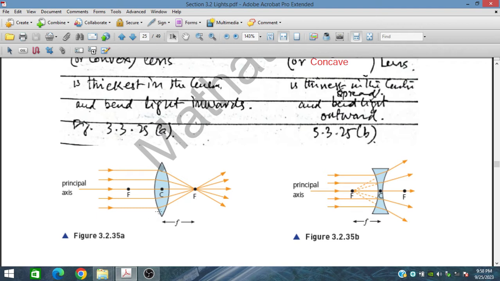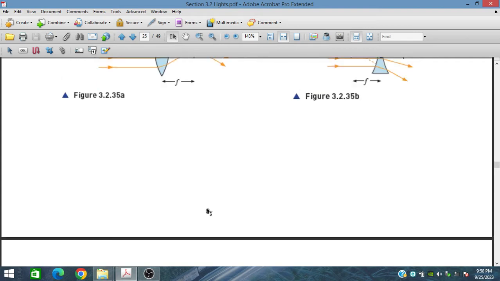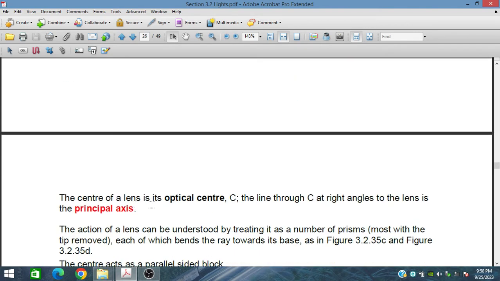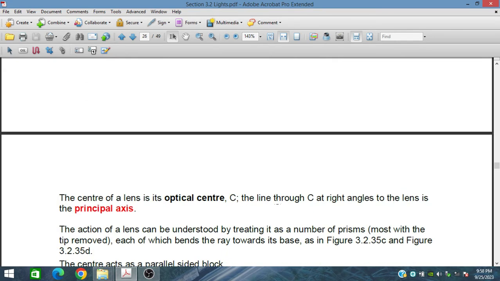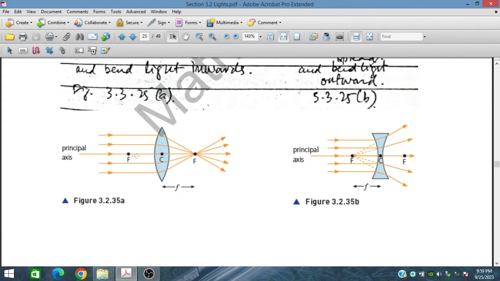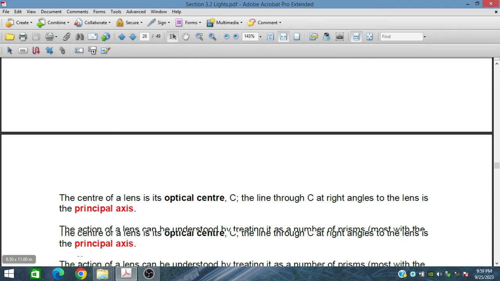This length is called the focal length, and this axis is the principal axis. We have the focal points, and the center of this lens is on a line, so all these points are on the same line. This line is called the principal axis. The center of the lens is its optical center. The line at right angle to the lens, 90 degrees, is called the principal axis.